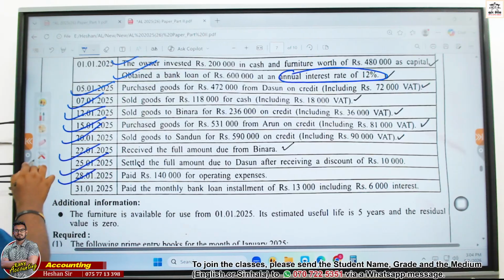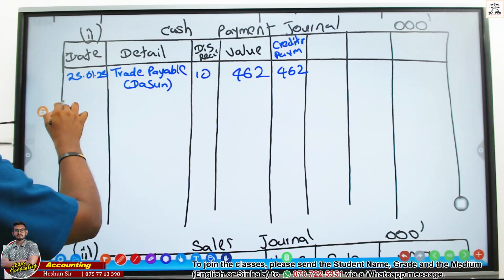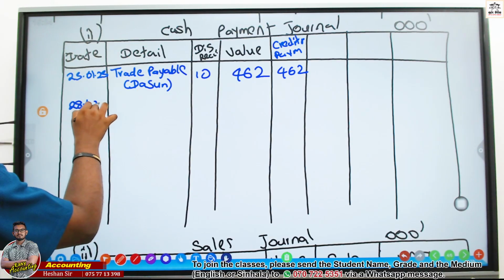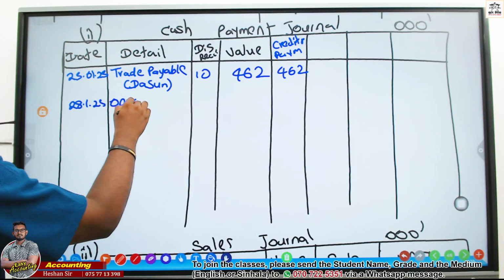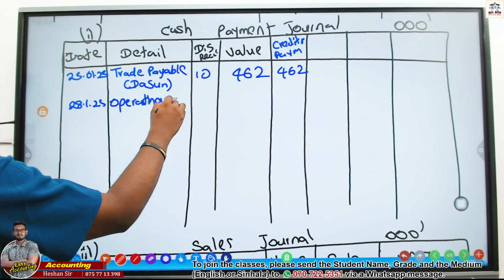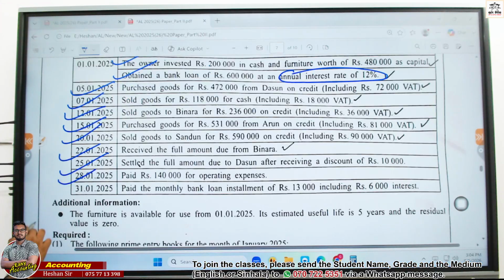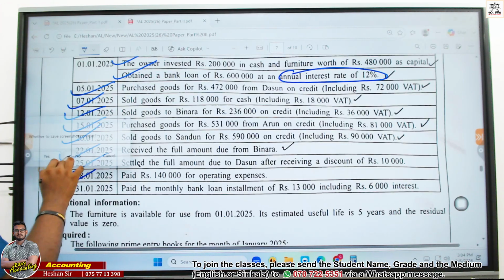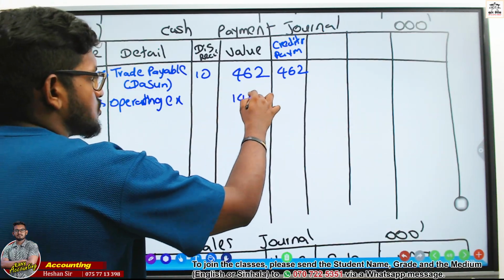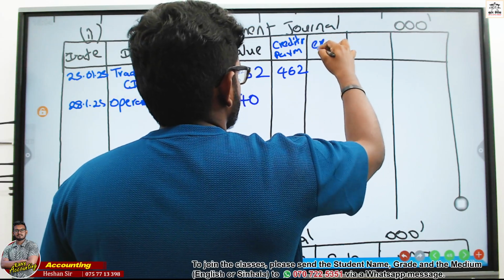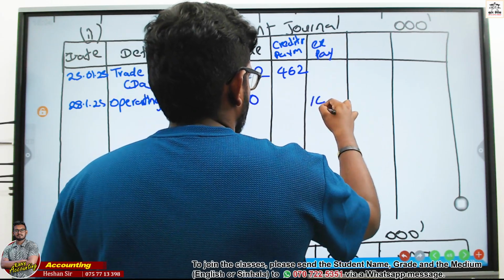Paid 140 for operating expenses. 28th of January 2025. Operating expense. That is 140, right? 140 for operating. So expense payment 140.